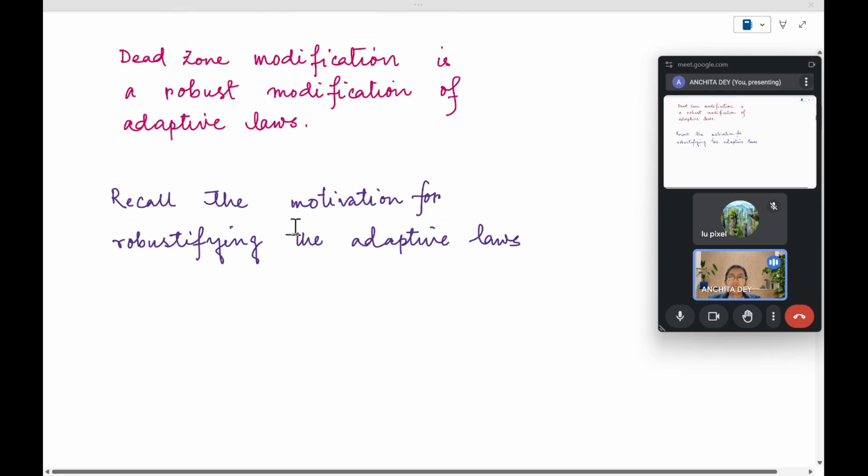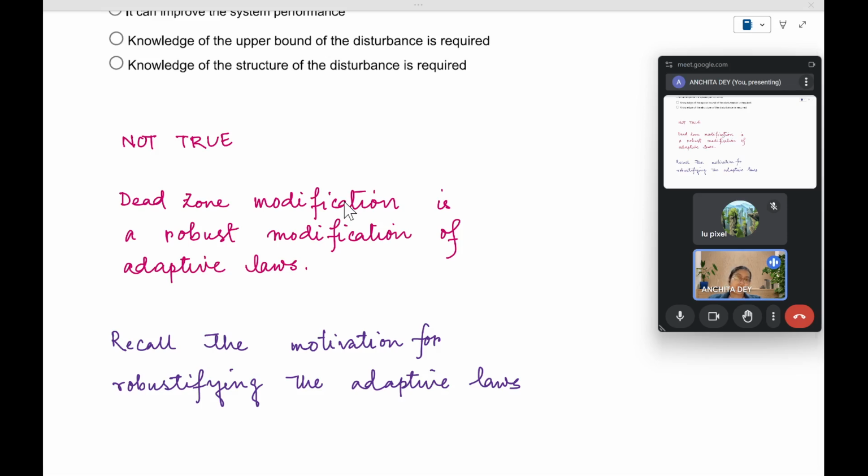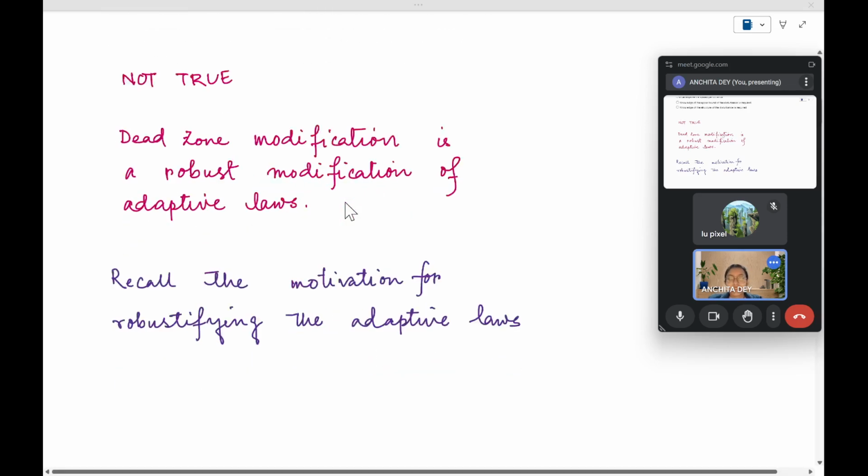I will still advise that before you solve this question, you just go through dead zone modification once, which would be the initial part of Hauser that discusses robustifying the adaptive laws.